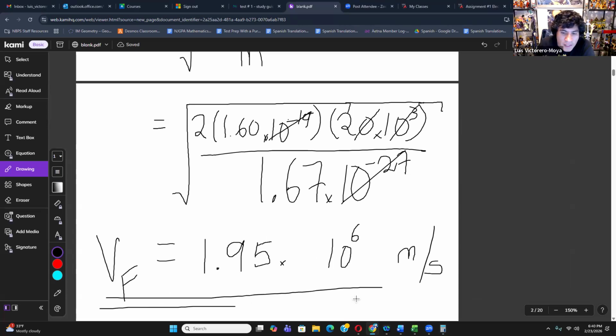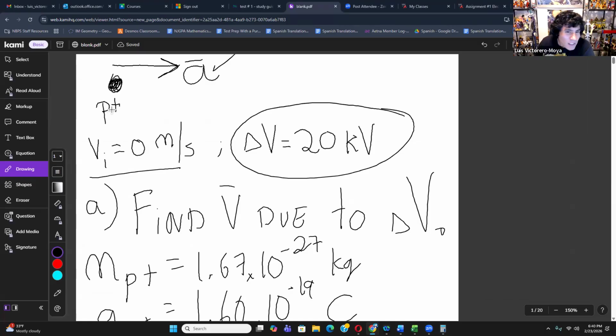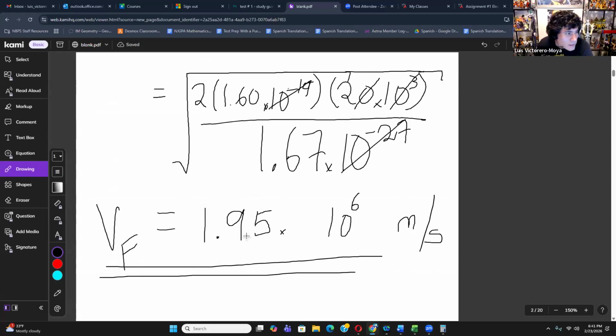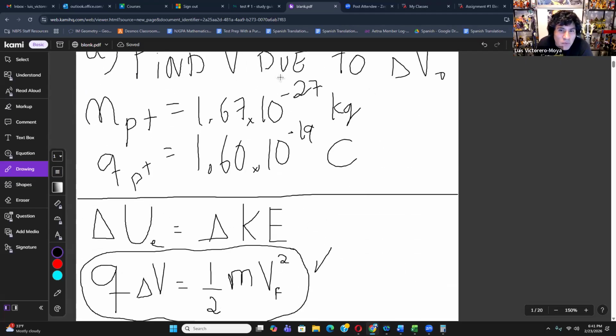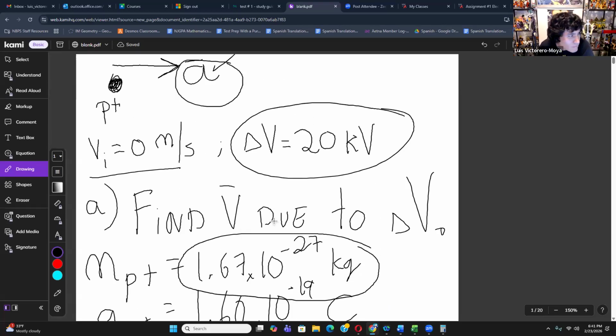As advice, if you get a small value for the speed, like 10 to a negative power, that's wrong. A proton or even an electron, due to an external electric potential or electric field, will be accelerated to a very large speed. Why? Because they have a very small mass, which means they have a very large acceleration. All right? Just so you know. Any questions about this?